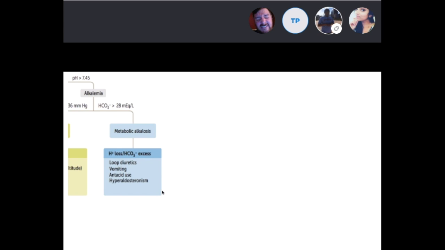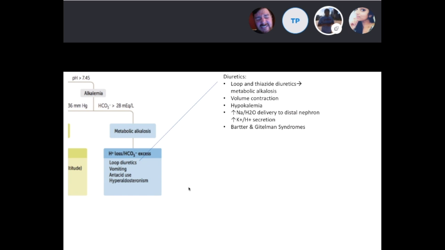So here we've talked about metabolic alkalosis with loop diuretics, vomiting, antacids, and hyperaldosteronism. So I'm going to go through those in more detail. When you're taking a diuretic, such as a loop or thiazide, you're going to commonly see metabolic alkalosis, and that's due to the volume contraction and hypokalemia. So you increase sodium and water delivery to the distal nephron, and potassium and hydrogen secretion also increases.